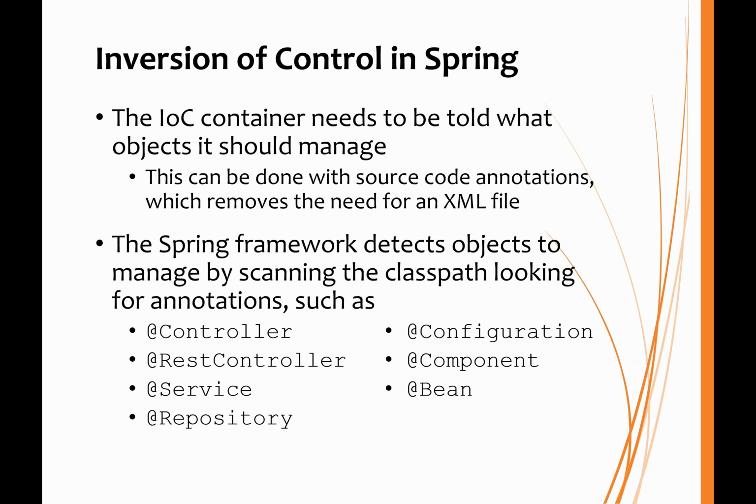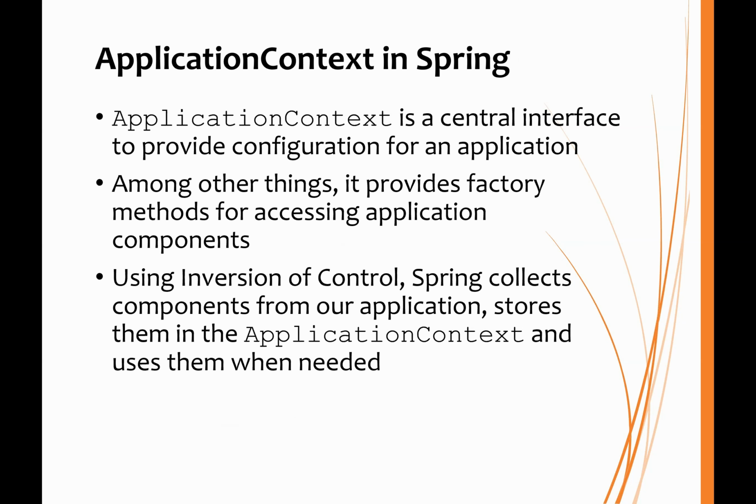All of these annotations indicate that there is a class or a section of code that will generate an object that is to be managed by the Spring framework. The application context is a central interface that will provide configuration for an application. For example, it will provide factory methods for accessing application components.